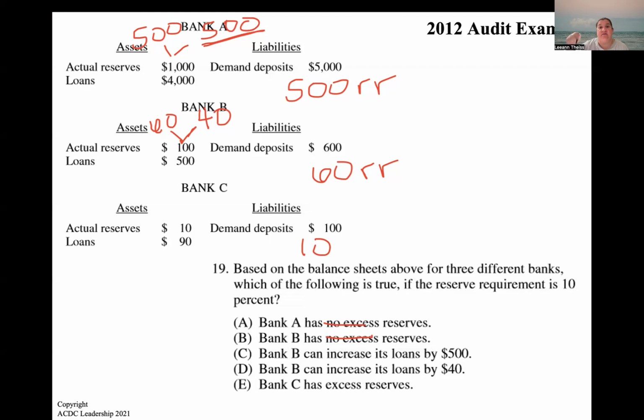Bank A could increase their loans by $500 because they have $500 in excess reserves. Remember, we make loans out of excess reserves. So however much is in excess reserves, that's how much the bank has available to loan out to its customers. Bank B can increase its loan by $40. Ding, ding, ding, ding. That's it. Because they have $40 in excess reserves, which means they could loan out $40 in new loans. Bank C has excess reserves. That is false. They have no excess reserves. So you have to go through and figure out your categories first before you can address these answer choices.